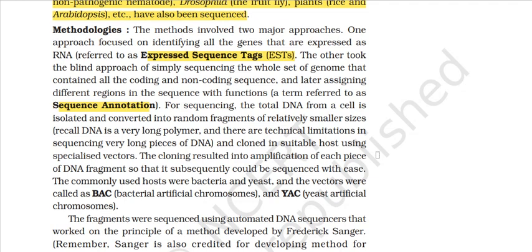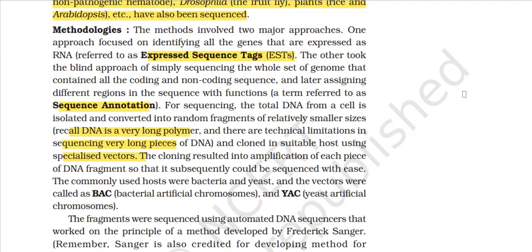For sequencing, the total DNA from a cell is isolated and converted into random fragments of relatively smaller sizes. Recall, DNA is a very long polymer and there are technical limitations in sequencing very long pieces of DNA, and cloned in suitable hosts using specialized vectors. तो हम क्या करें basically? DNA को isolate किया, उसको छोटे छोटे fragments में तोड़ा, and since it's a long polymer, so there are technical limitations in sequencing it. Fine. Then we cloned it. The cloning resulted into amplification of each piece of DNA fragment so that it subsequently could be sequenced. अगर एक ही फ्रैगमेंट के बहुत सारे कॉपीज हमारे पास होंगे, we can study it in a very better manner. The commonly used hosts were bacteria and yeast.